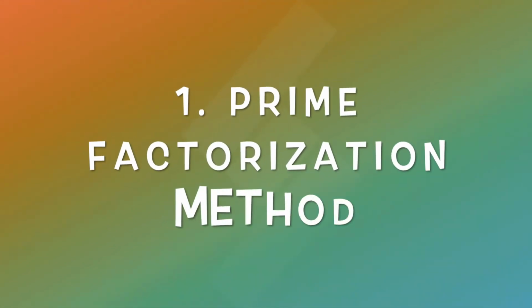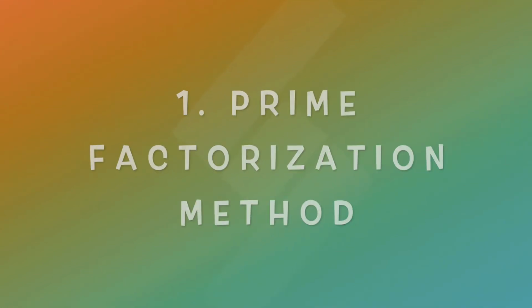But how do we find the LCM of 2 or more numbers? There are 2 methods to find the LCM. First, by prime factorization method and second, by short division method. First, let's discuss the prime factorization method.